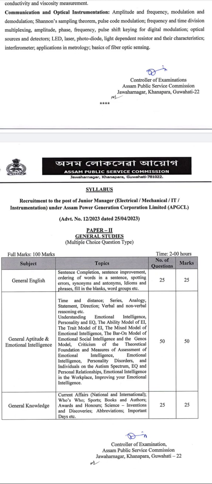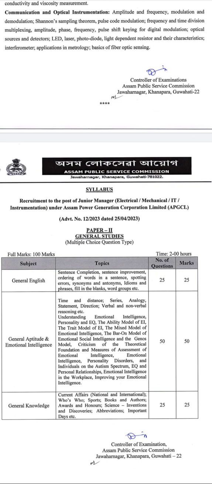Subject: general English. Topics are sentence completion, sentence improvement, ordering of words in a sentence, spotting errors, synonyms and antonyms, idioms and phrases, fill in the blanks and word groups, etc. Number of questions 25, marks 25. Subject number 2, general aptitude and emotional intelligence.